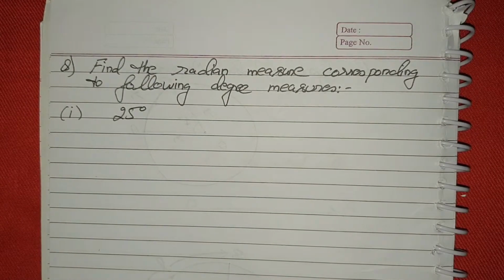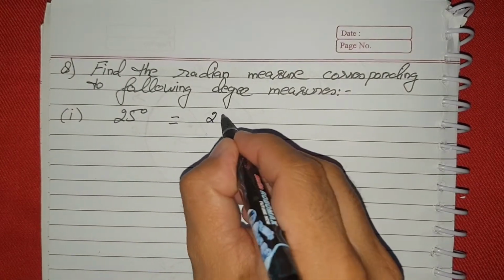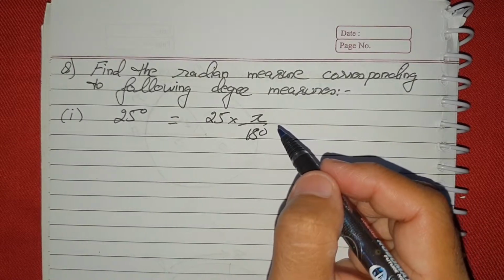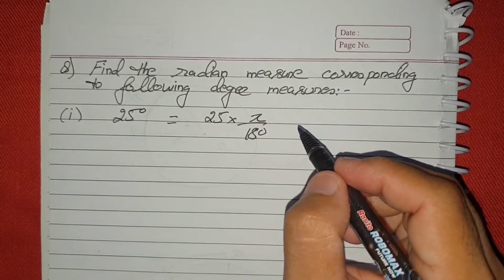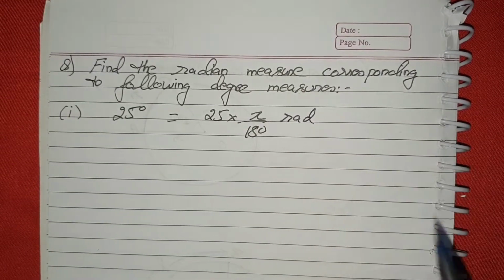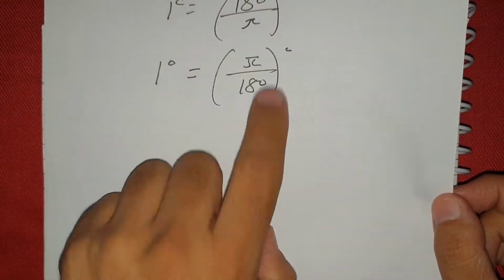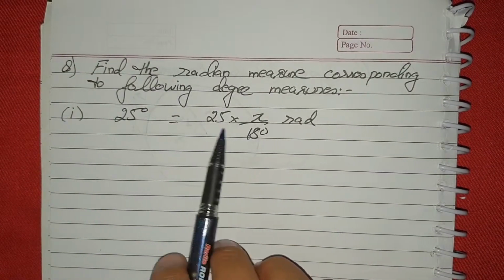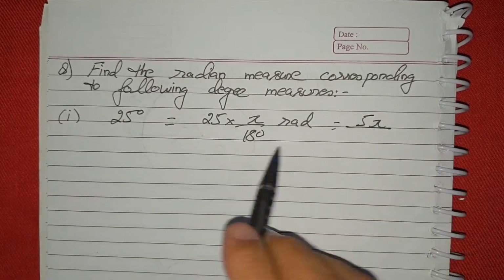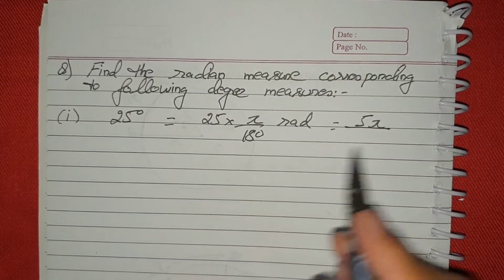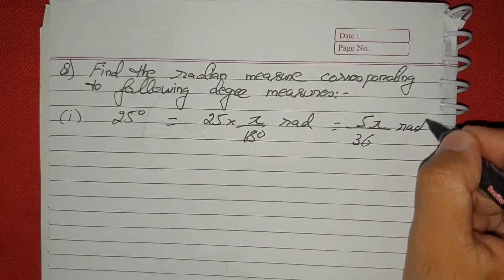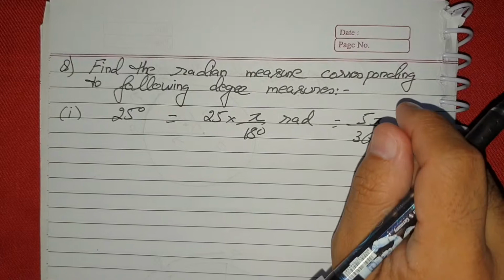Now 25 degree, that's very simple. Just do 25 into pi by 180. Degree to radian, multiplying by pi by 180. Now solving this will give you 5 pi by... you solve it, this goes 5 times, this goes 36 times. Okay, 5 pi by 36, which is radian, or you can just put a bracket and then put c over it.